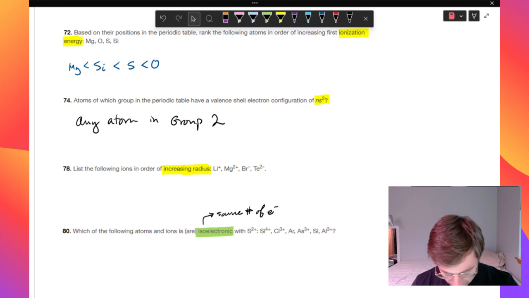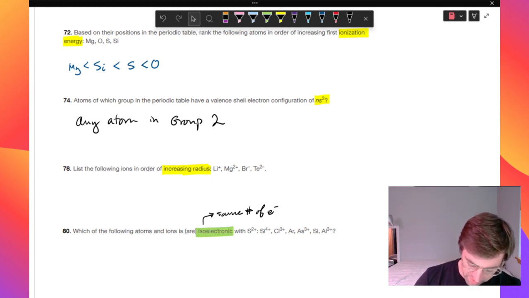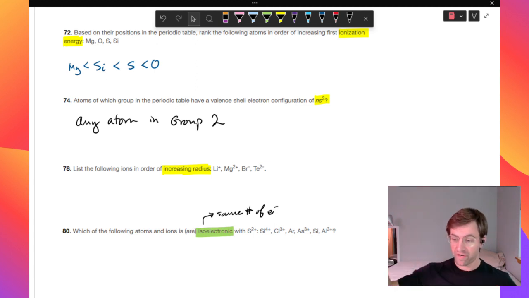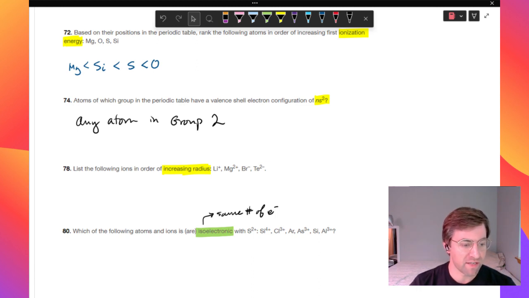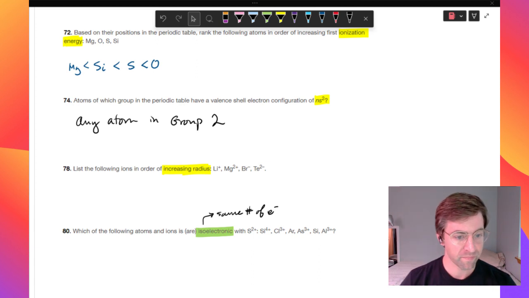List the following ions in order of increasing radius. So now we've added a layer of complexity. We know that periodic trend when we're looking at elements in their ground state, but now we're looking at these species ionized. So we have added or removed electrons. And this is going to produce some different behaviors than we have seen previously.